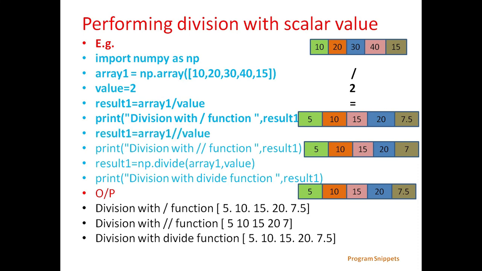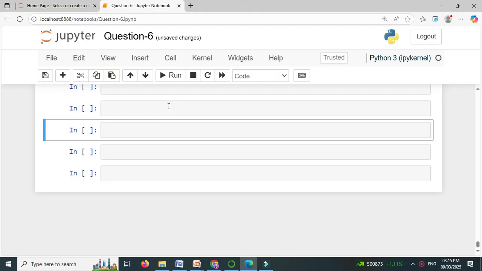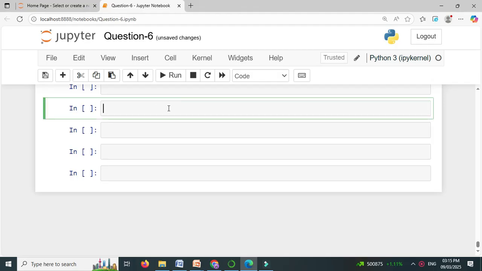If we give result1 equal to array1 integer division value, it will give the output as 5, 10, 15, 20 and 7. That is, it will return only integer values. And if we give result equal to np.divide(array1, value), it will give the output as 5, 10, 15, 20 and 7.5. Then we will perform this array division in Jupyter Notebook.